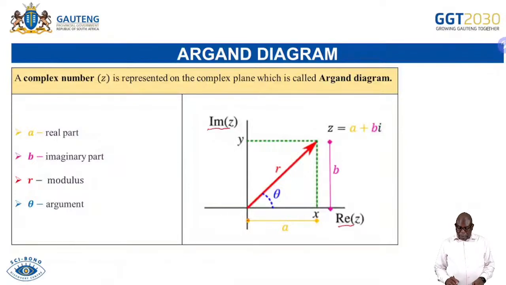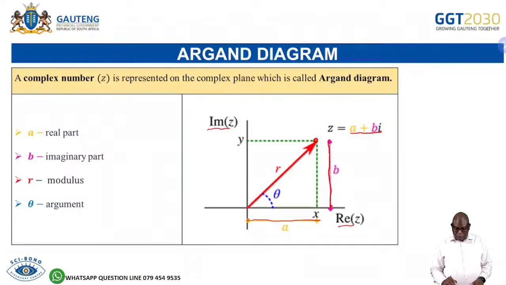The A here is the real part. The B here is the imaginary part. The complex number is A plus Bi. This is the point there. Now, if you look at this, we have a right-angled triangle.